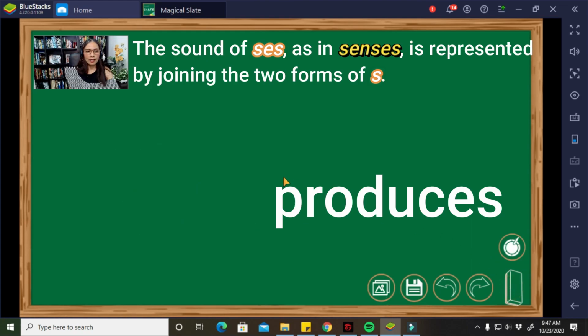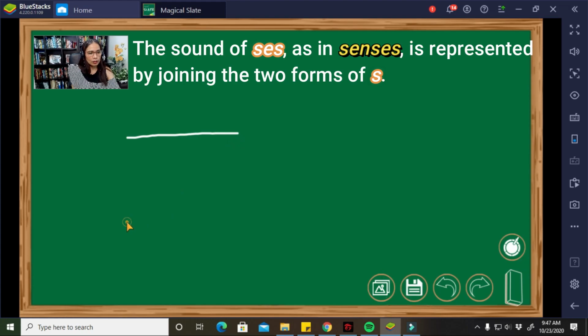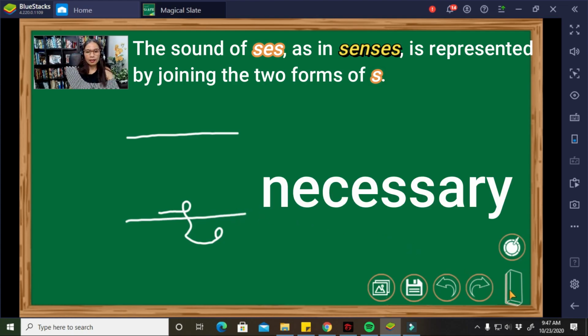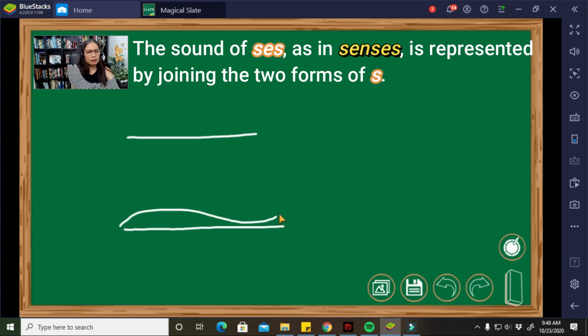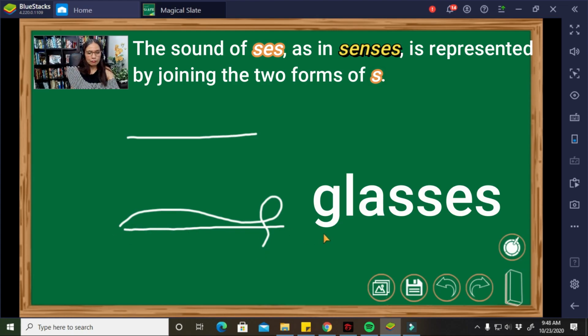Very good. Another example. Read this one again. Okay. We have the word, alright, and the two forms of S, and then the forward curve and a small circle. That is necessary. Very good. Okay. Last example for that. We do have here, alright, the wave-like motion and a big circle, then the two forms of S. So we have glasses. Very good.